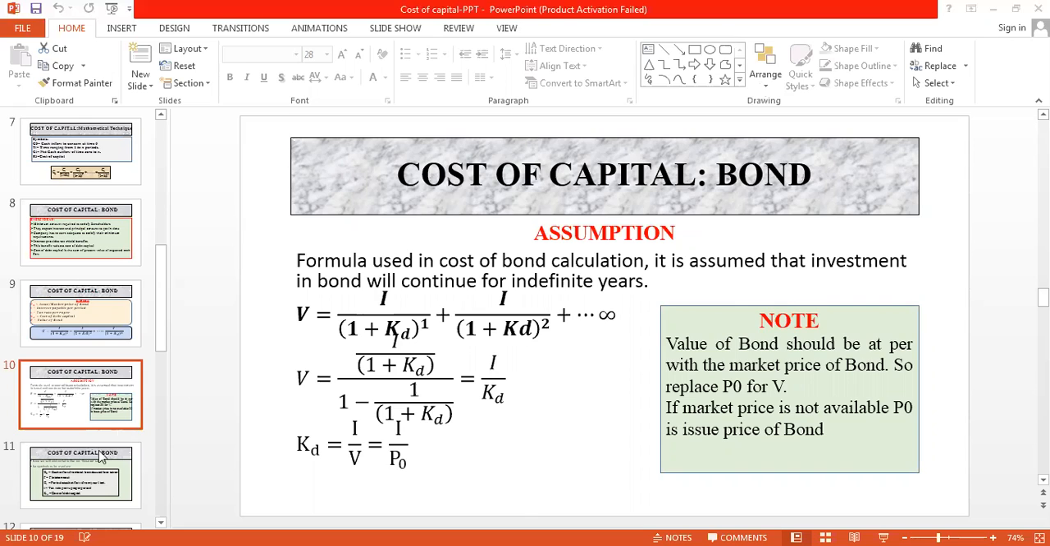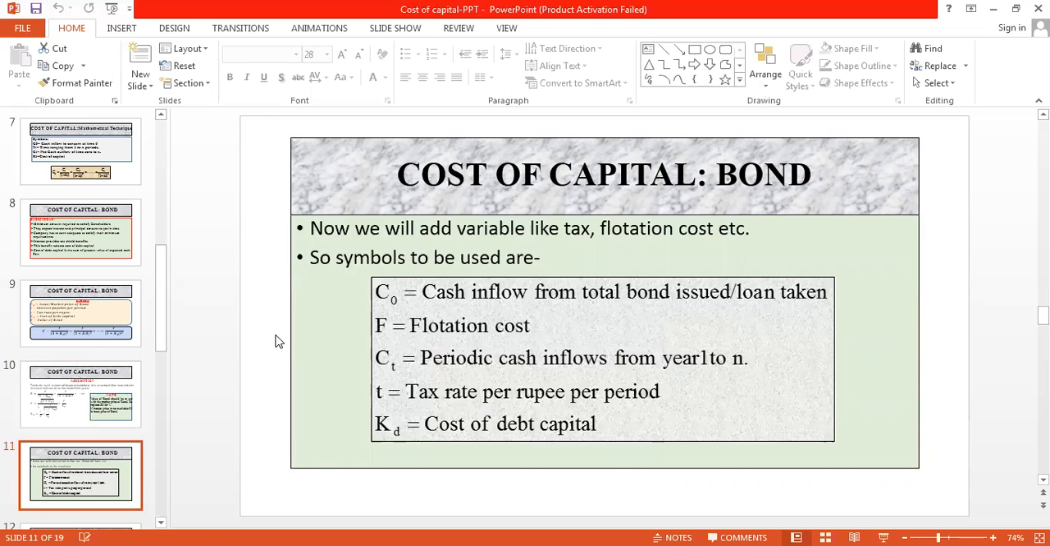Now, in the subsequent slide, we will add a little bit of complication. Complication means actually we will introduce some extra variables. So let us see what those extra variables are. Five symbols we have used here. First one is C0, which is the cash inflow from the total bond issued or loan taken. So this is the total money that the company has received from one particular bond issued.